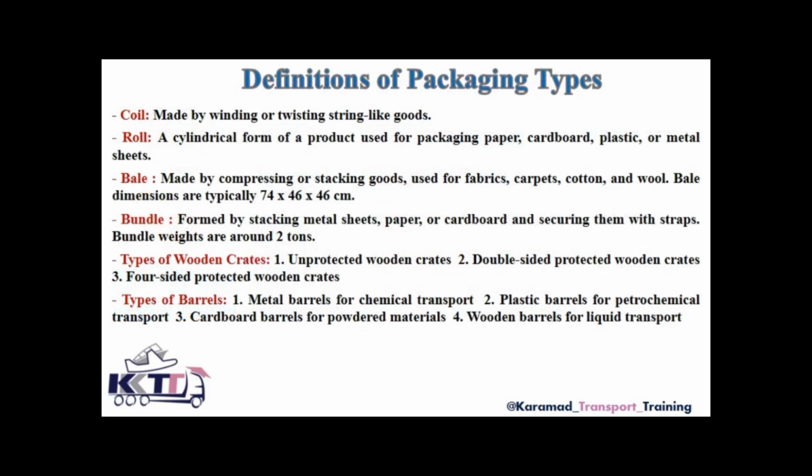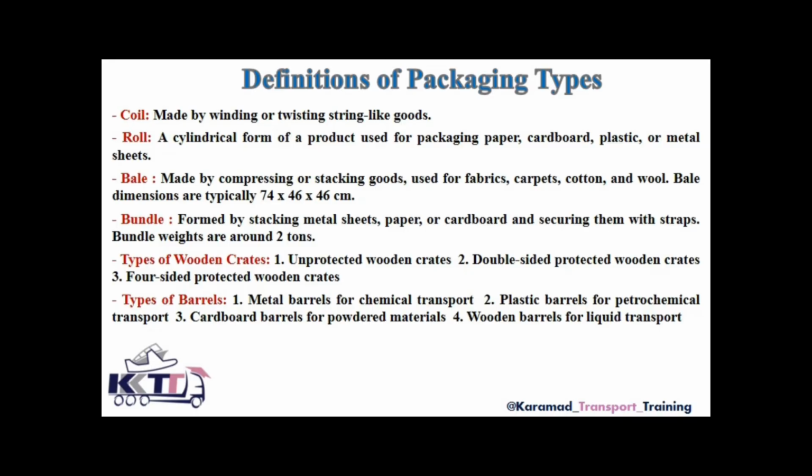In this section, we want to get to know the definitions of packaging and become familiar with their types. A coil is made by winding or twisting string-like goods together. As you may recall from the previous slide, we saw an image of this. It was a length of wire that had been coiled together. A roll is a cylindrical form of a product used for packaging paper, cardboard, plastic, or metal sheets. Usually, when we receive an inquiry for paper or plastic and ask about the packaging, they'll say it's a roll, which we also saw in the image on the previous slide.